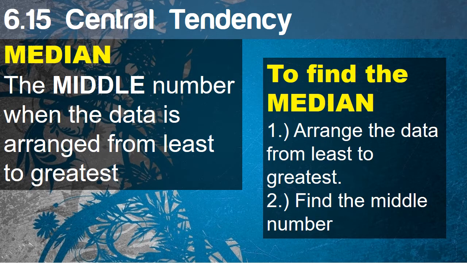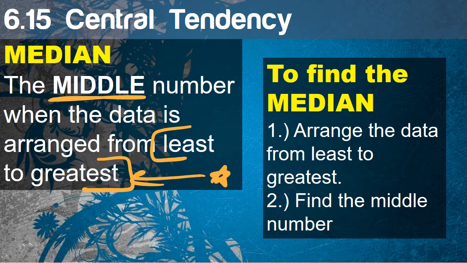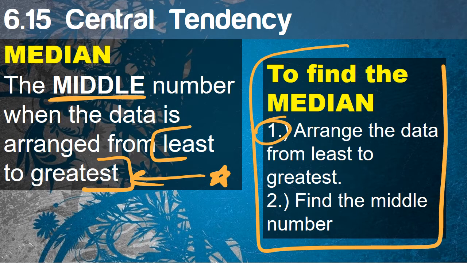For median, this is the middle number when your data is arranged, key point here, least to greatest. Put a star next to that. So to find the median, you're going to arrange your data from least to greatest, and then you're going to find the middle number.